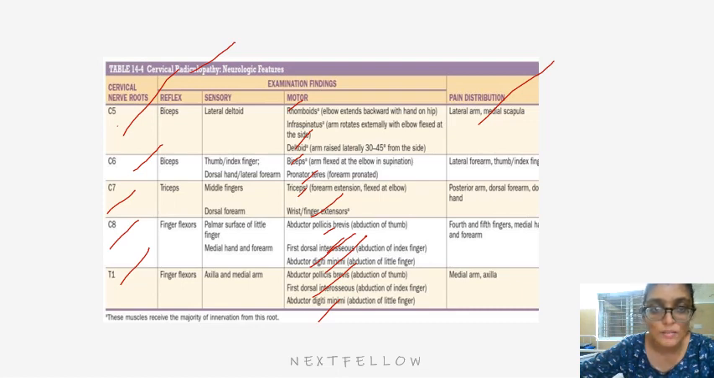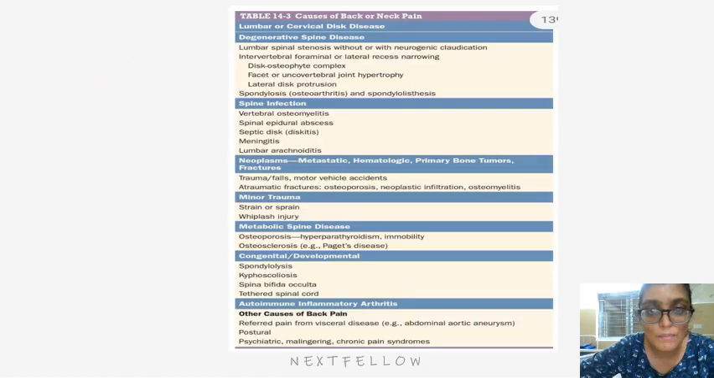So this is mostly more of an anatomy chart. This is usually asked in practicals, but can also be asked in the exam. So now, causes of back pain or neck pain.